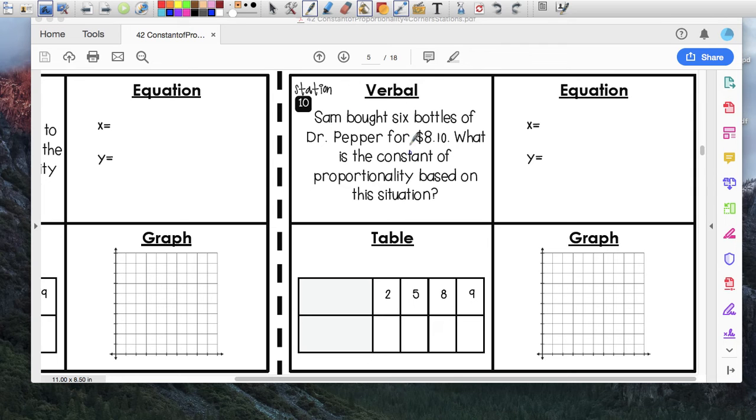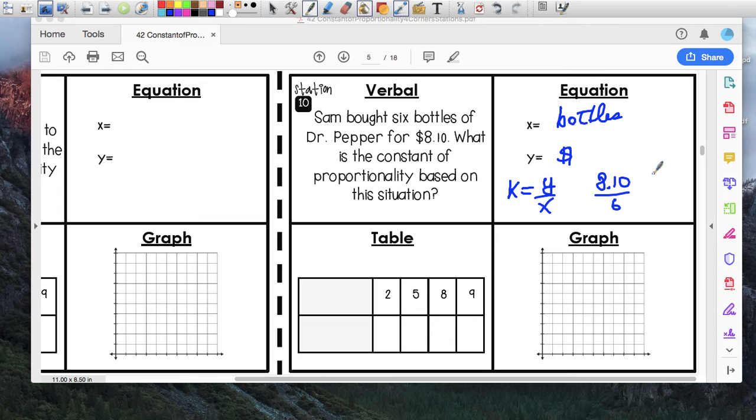He bought 6 bottles of Dr Pepper for $8.10. So my money, my total, is going to be my y, and my bottles are x. The money, the total that I buy, depends on the number of bottles that I buy, right? So my constant of proportionality is k equals y over x. Do we have a y value? Yes, the money here is $8.10. And how many bottles? 6.